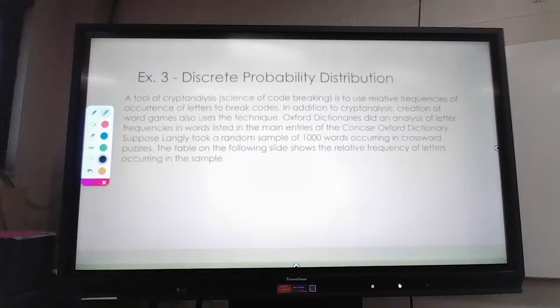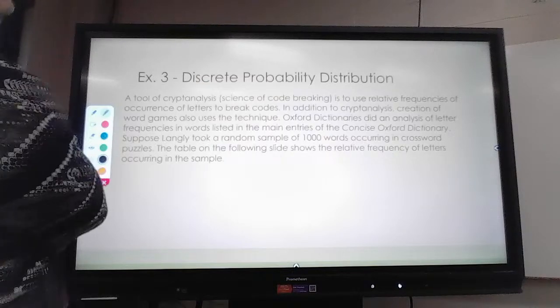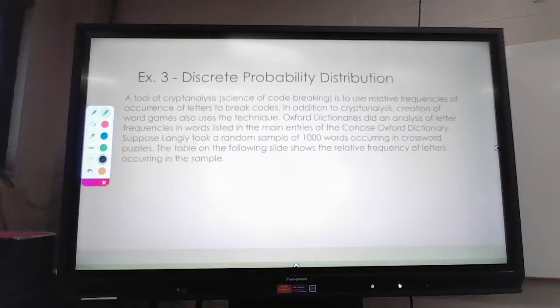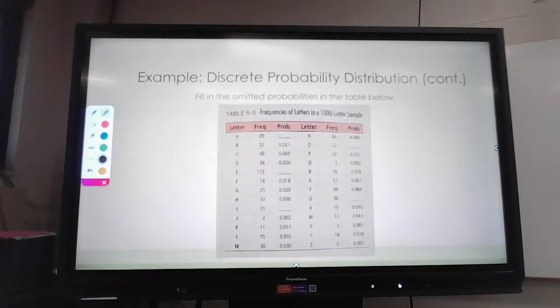Here's another example. A tool of cryptanalysis is to use relative frequencies of occurrences of letters to break codes. In addition to cryptanalysis, creation of word games also uses the technique. Oxford Dictionaries did an analysis of letter frequencies in words listed in the main entries of the Concise Oxford Dictionary. Suppose Langley took a random sample of 1,000 words occurring in crossword puzzles. The table on the following slide shows the relative frequency of letters occurring in the sample. So here is the frequency of letters in a 1,000-letter sample.